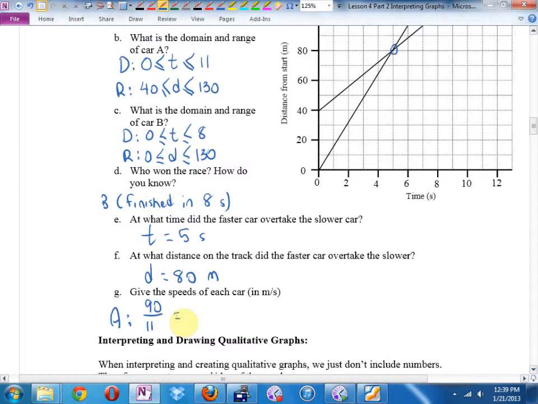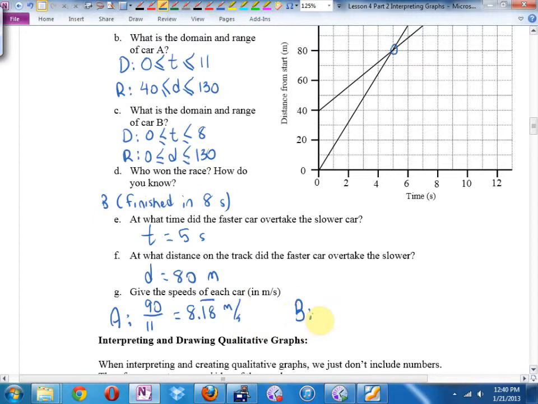8 point... It's going to be a 2. 8.1, and there's going to be 9. Is it 8.1818181818? Yes. Apparently someone here can divide by 11 in his head. 8.18 repeating meters per second. Car B.